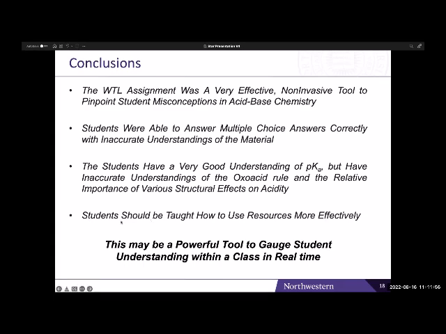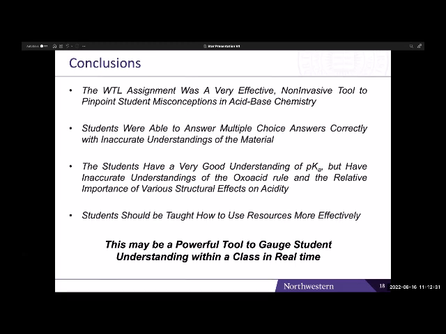And then another important point, students should be taught how to use resources more effectively. I showed that both groups of students were able to understand pKa really well. So if I was to give them the pKas, then they should have been able to orient them perfectly. We gave them a pKa table in the assignments, but all these molecules are also online. There's a Wikipedia page for each one of these with identified pKas. So if they just Googled it for 5 seconds, they should have all had the proper orientation of these molecules.